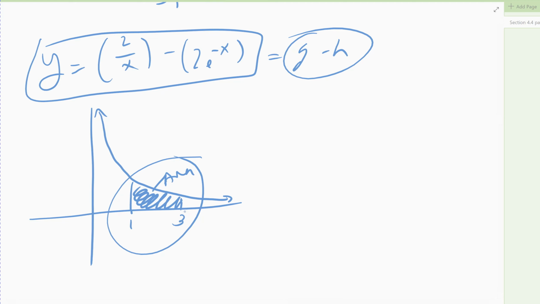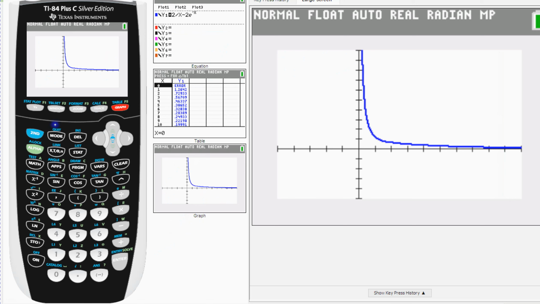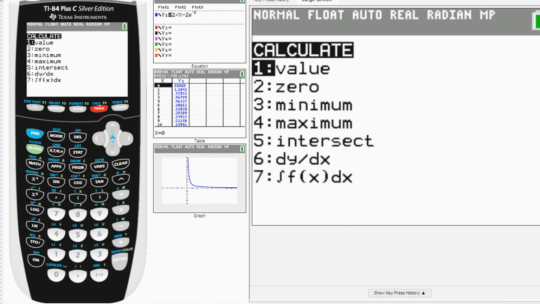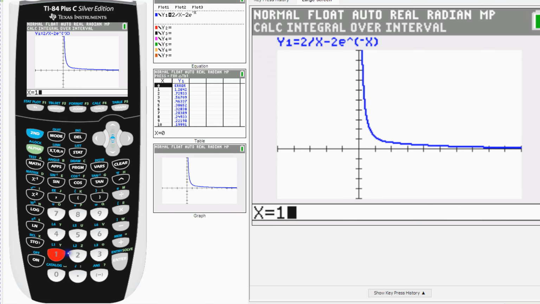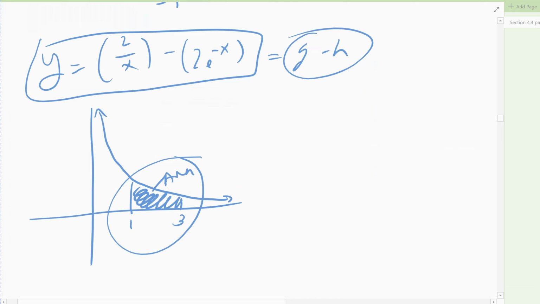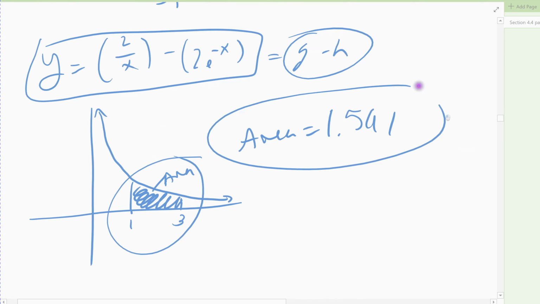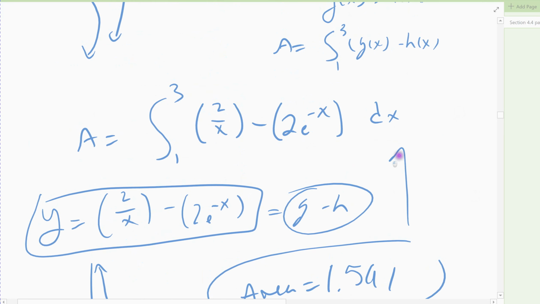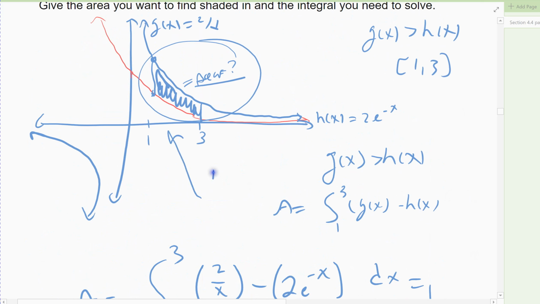Alright, so I'm going to go to my calculator and I'm going to find it. So pop my calculator up here, hit second trace 7. Lower limit 1, upper limit 3, and it'll shade that little bit of area in. Comes out 1.561, and so that's what the area equals. So it's a very small area. That sure makes sense. The picture was very small. So the area equals 1.561. That's what this definite integral equals, right? That area, which is the same as this area. That area is 1.561.